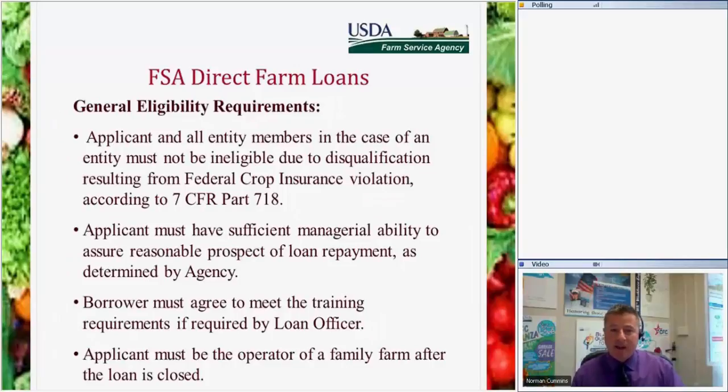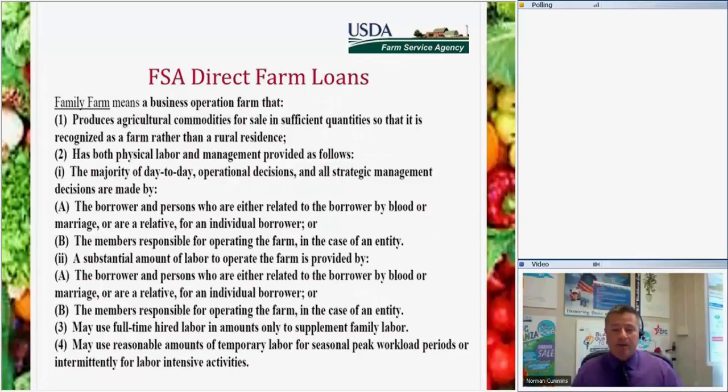And basically, the applicant must be the operator of a family farm after the loan is closed. So, the definition of family farm, this is straight out of our policy manual. And you can actually find these policy manuals online if you want to really understand the laws and regulations that we're working on. It's going to be Farm Loan Programs 3, the main book for direct loans. But basically, here it is in a nutshell. This is what a family farm means as a business operation. And I'm not going to read all this literature because I want to discuss some of the other issues.